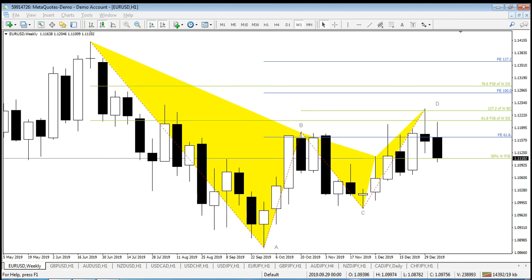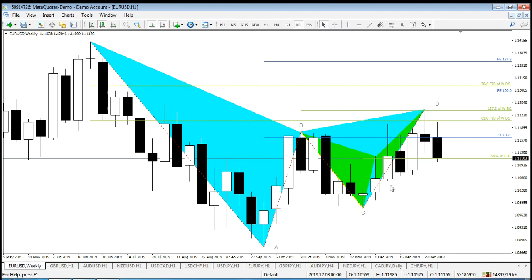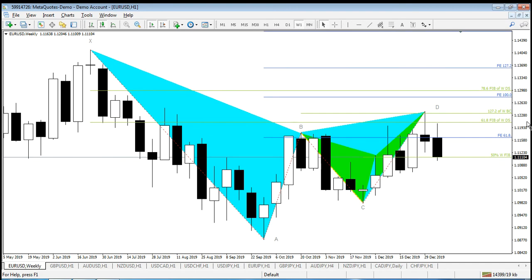All right, so here we go. And insert the shape, the triangle again. So this entire movement from the C to D is just the right arm of the Gartley, and the entire speed from the A to D is slower than the movement from this X point.